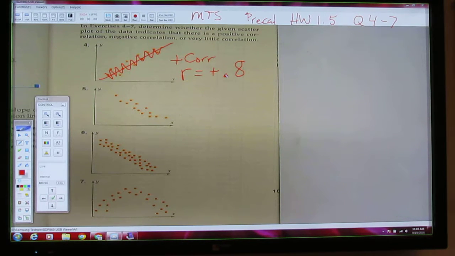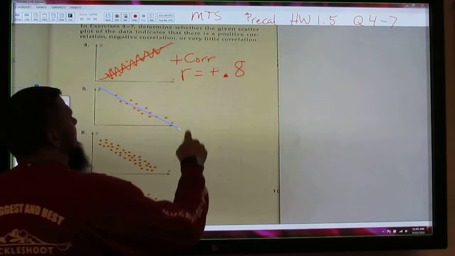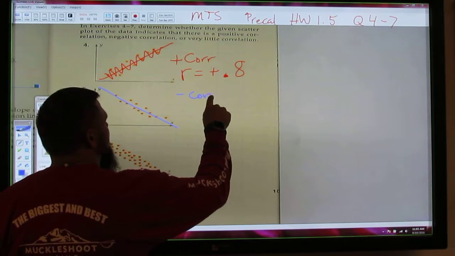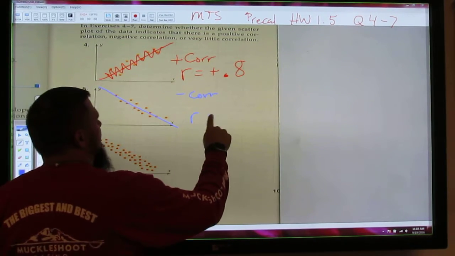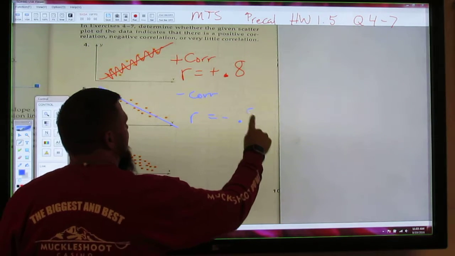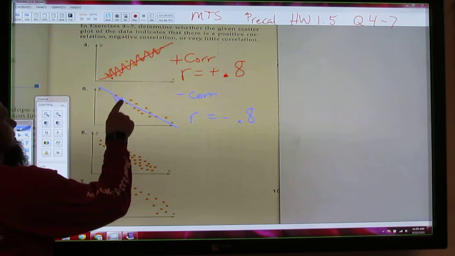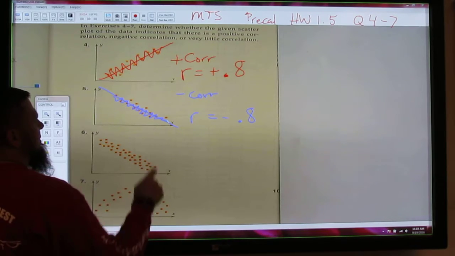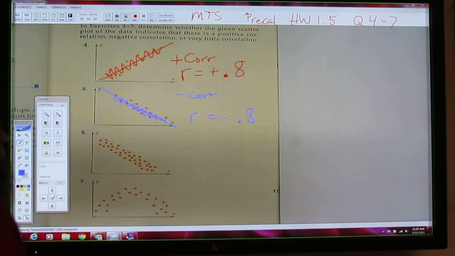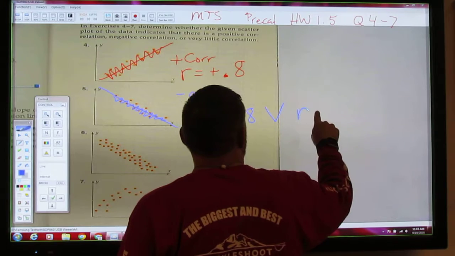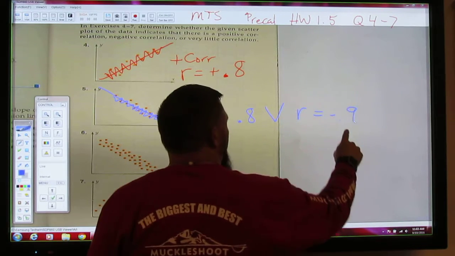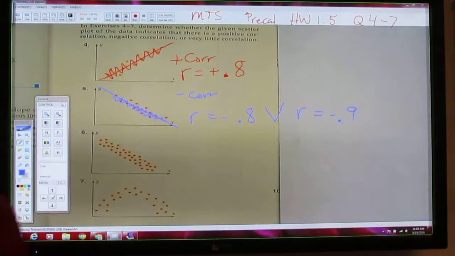Then we look at number 5. We do something very similar, except in this case, it's a negative correlation. So our R value is negative, and in this case, negative 0.8. Now, this is a little tighter than the one above. So if you came up with a 9, I could see that, or R is equal to negative 0.9.